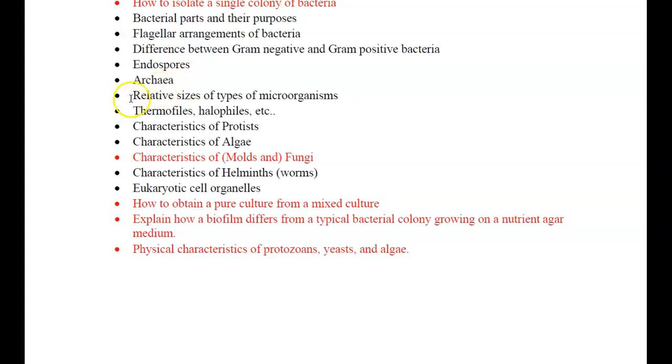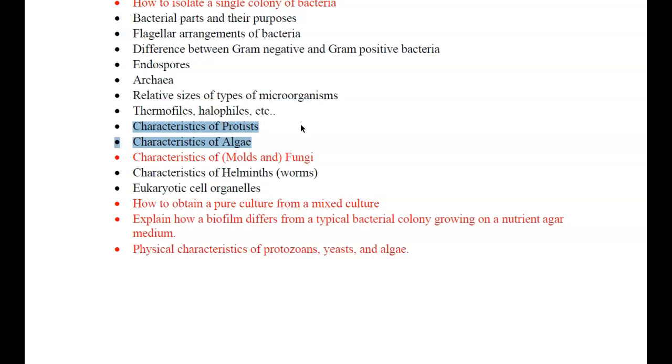So relative sizes of different types of microorganisms, understanding, for example, a human cell to a yeast to a bacteria to a virus, who's who on the size chart would be what I mean by that. Obviously, any of the files, understanding what they might mean. And then down here, these two, really more fundamentals, understanding what a protist is and what makes a protist, and what an algae is, and its characteristics.